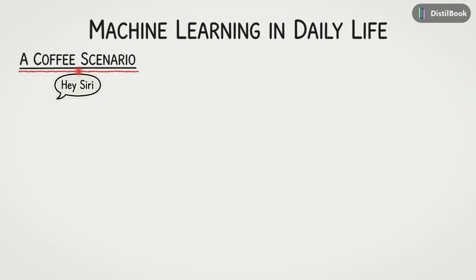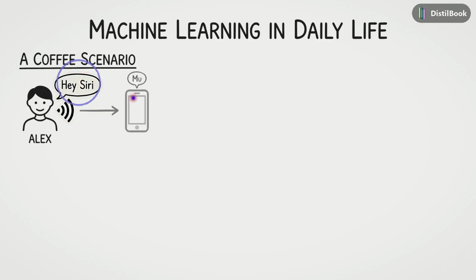daily lives. In this story, we have Alex here, who starts by saying a wake phrase, "Hey Siri." This wakes up the device right here. Once awake, Alex gives a more complex command, directions to Blue Bottle Coffee. Now, for the phone to actually do this, it can't just understand English like a human. It triggers a chain of events.